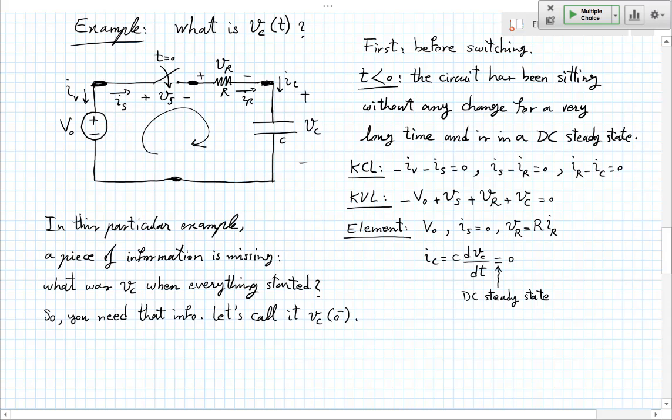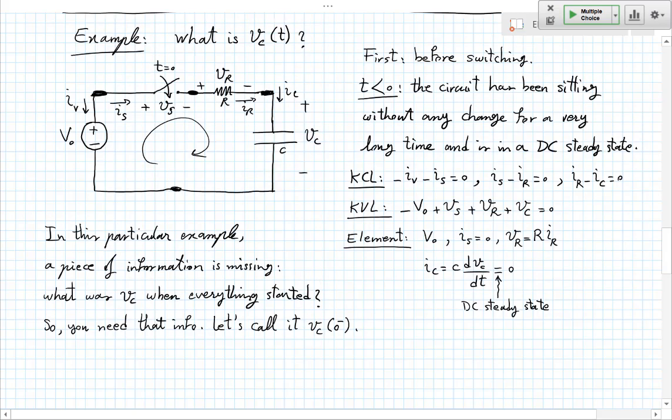Just before t equals 0, the switch was open. Just after t equals 0, the switch is closed. So the circuit has entirely changed. A closed switch now acts like a wire. There is no voltage drop on it, and it can allow any current to go in either direction. So the circuit is different.